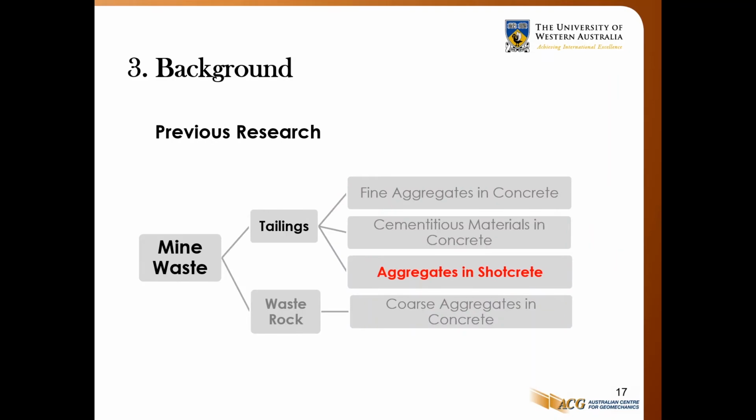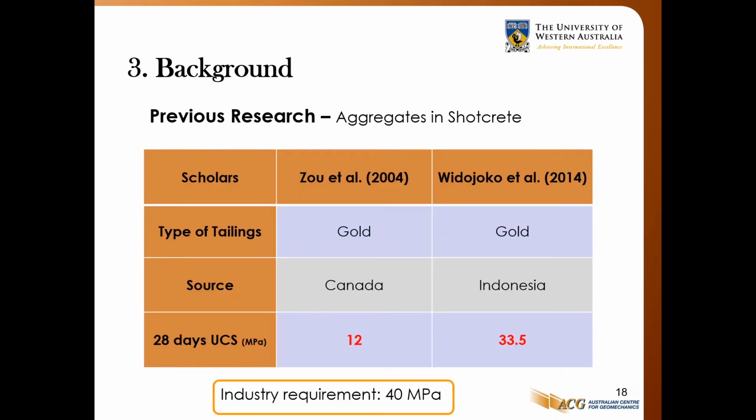Some other scholars have done some preliminary work on the use of tailings in the shotcrete. But we can see that the compressive strength is just 12 megapascal, and this is 33 megapascal. The industrial requirement is 40 megapascal. So 12 megapascal is far from meeting the industrial requirements, but we can still see the potential for improvement. That's why I'm going to do this study to use the tailings to replace aggregates in the shotcrete.